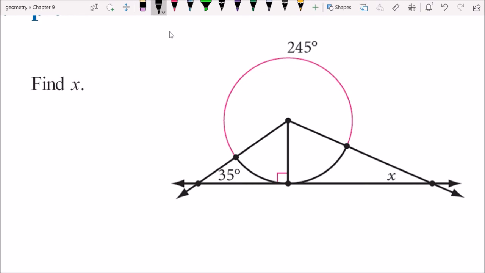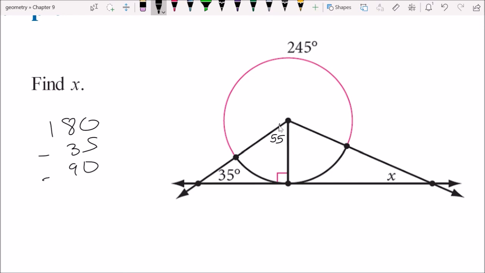I remember that all triangles have an angle sum of 180. So I already know that there's a 35 and a 90 in there. So 180 minus 35. Oops, that's not a minus. Minus 90. And that's 55 degrees up here.